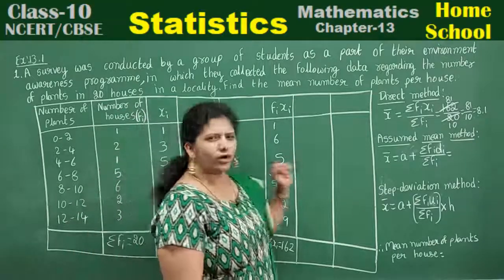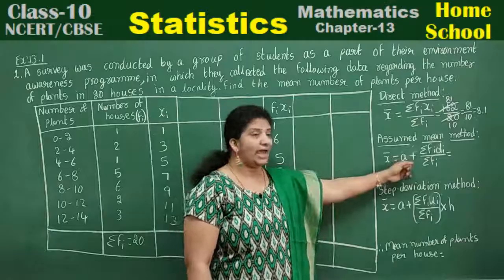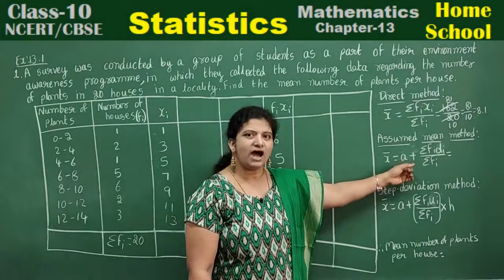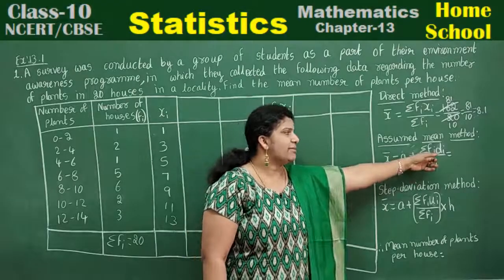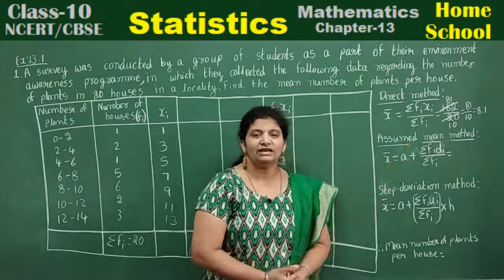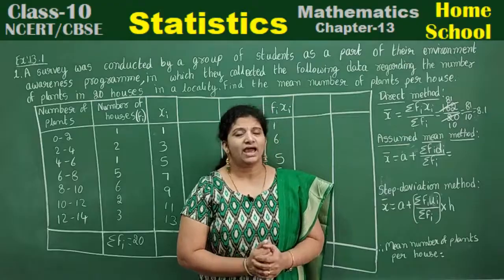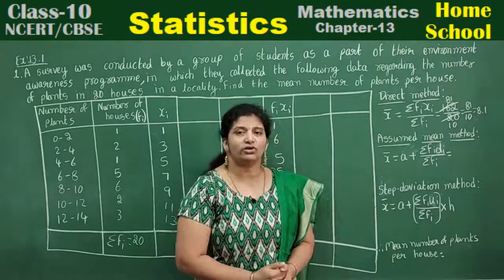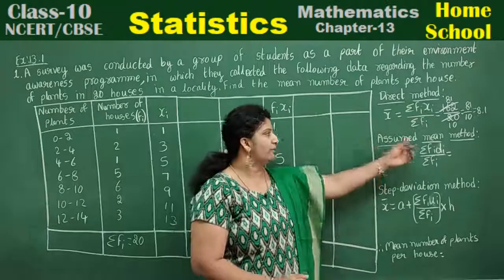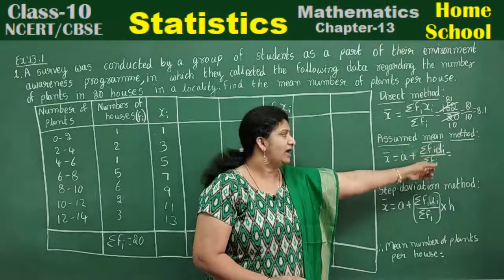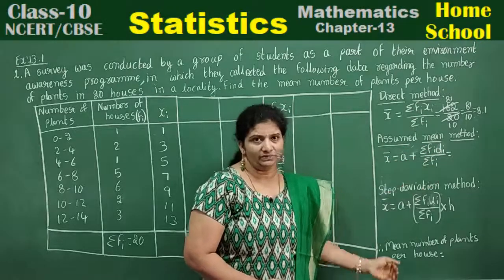Now, who are interested to do in assumed mean method? Assumed mean method, what all we need extra? A. A is what? Assumed mean. Summation fi di. di, deviation. How do we get deviation? xi minus A, we are going to get the deviation. Multiply fi di and apply in formula.